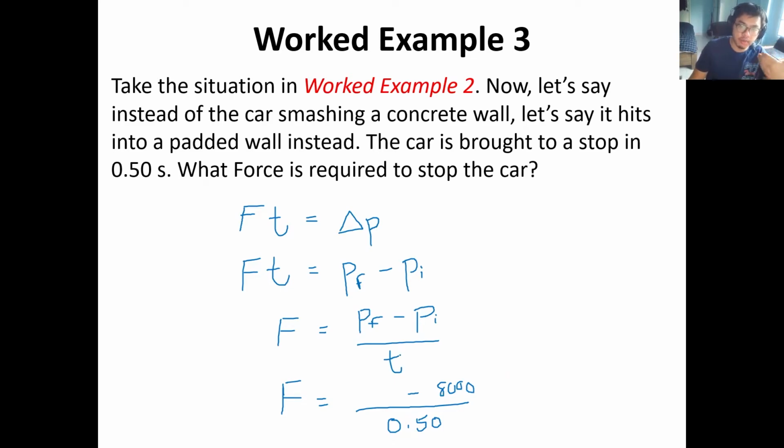The car will be brought to a stop. So when it is stopping, that means that the car has zero momentum because it's not moving at all. So it will be a zero here. Calculating those, you will get minus 8,000 over 0.50, and that is equal to 16,000 Newton.